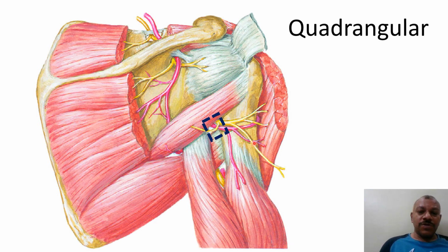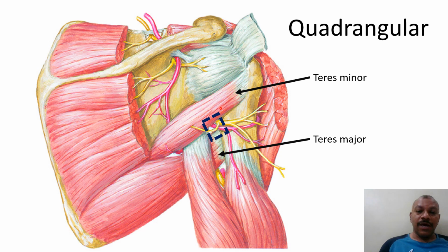The first space we are going to discuss is the quadrangular space. As you all know, it has four boundaries. Let us see the four boundaries. The first is the above boundary, the superior boundary, formed by teres minor. Then the below boundary, or inferior boundary, is formed by the muscle called teres major. Okay, above is teres minor, below is teres major.